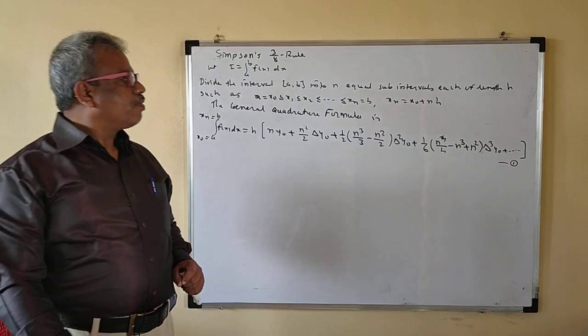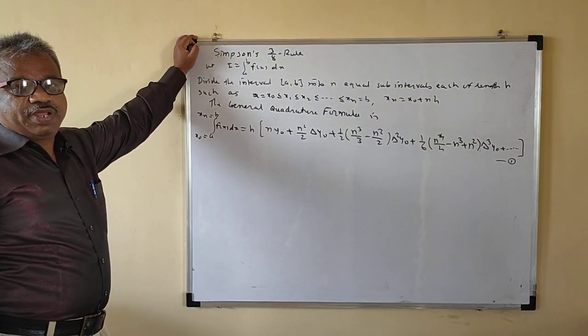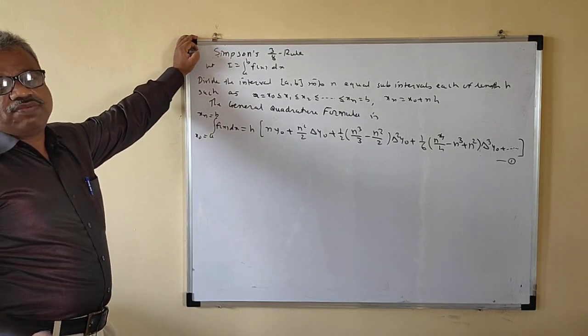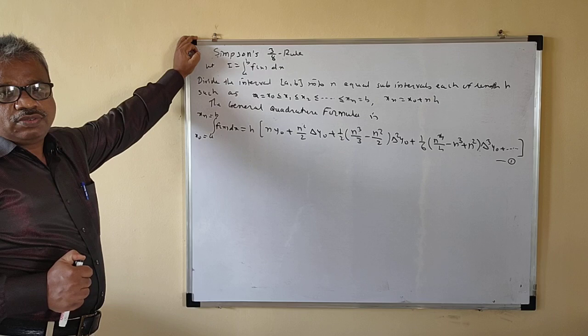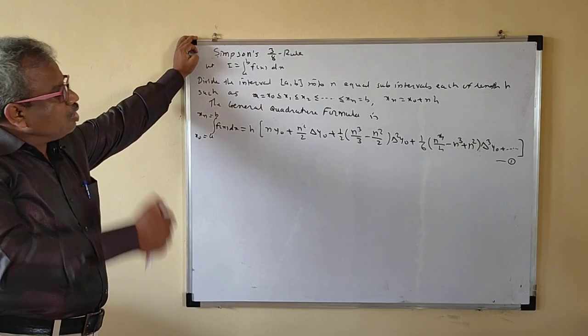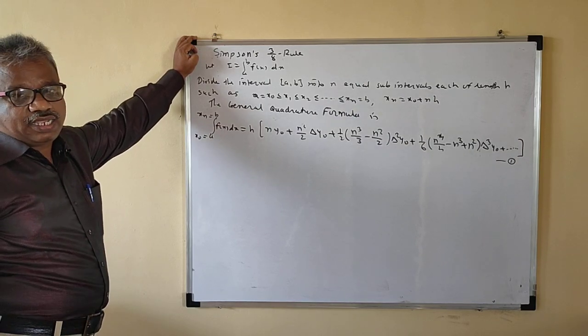Now we'll see the Simpson's three-eighths rule for numerical integration. Last time we saw the trapezoidal rule and Simpson's one-third rule. Now this is the Simpson's three-eighths rule. So now we see how to derive the Simpson's three-eighths rule for numerical integration.